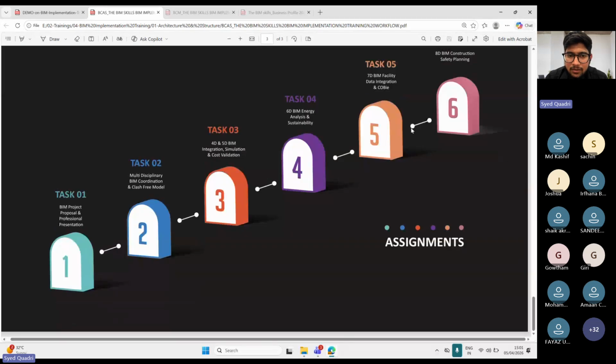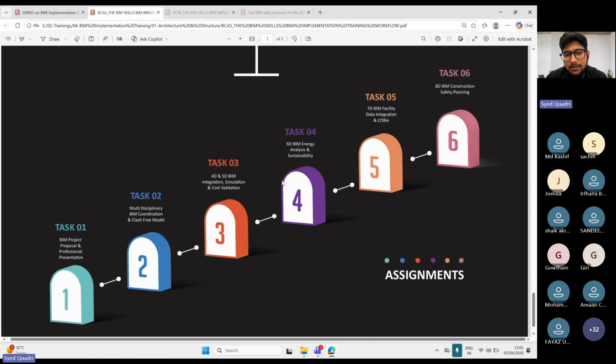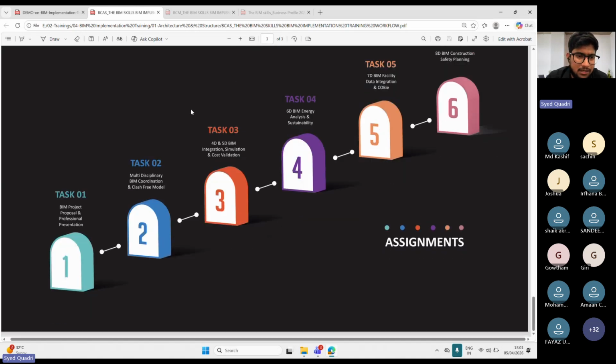So during 6 months, you will be having 6 assignments that are compulsory to complete. Then only you will get the certifications. So you're having task 1, 2, 3, 4, 5 at every stage. Every month, there will be one assignment. So the idea is whatever we are learning in 1 month, at the end of the month, you need to submit it as an assignment.